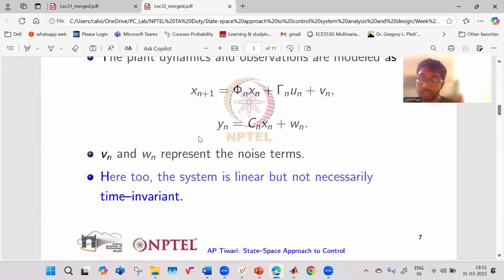Now, v and w represent the noise terms. v(n) is the noise added at the input, and w(n) is the noise that comes in the measurement of the output. Here the system is considered linear, but it need not be time invariant. If it were time invariant, the matrices would not depend on time, but since they depend on n, it can also be time varying.